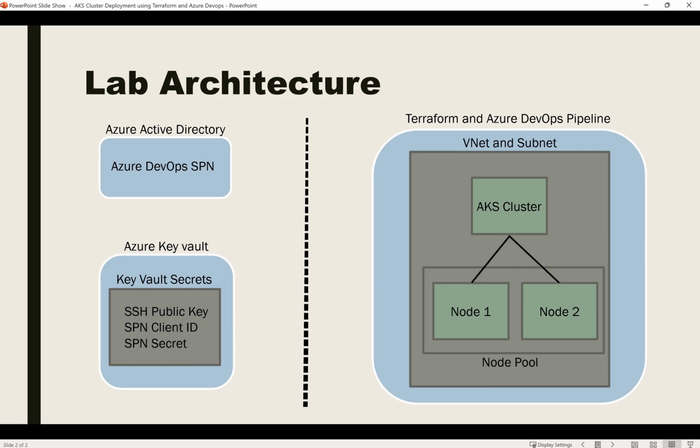Right side of the screen shows the resources which will be deployed using Terraform and Azure DevOps pipeline. First, we'll create the VNet and the subnet, and then the AKS cluster and the node pool within that subnet. So let's start with the prerequisite resources first. I have created a GitHub repo for this video.